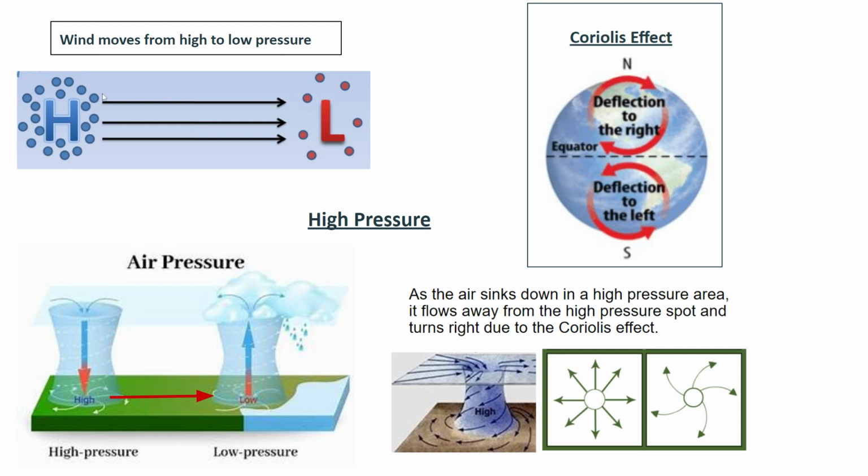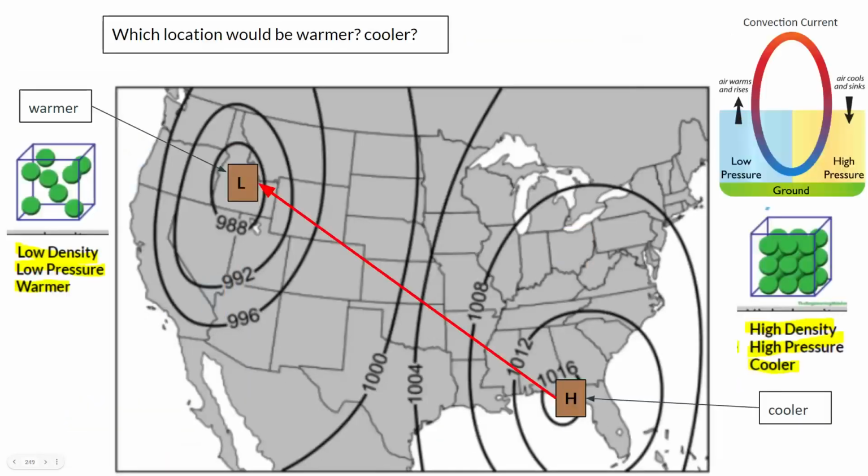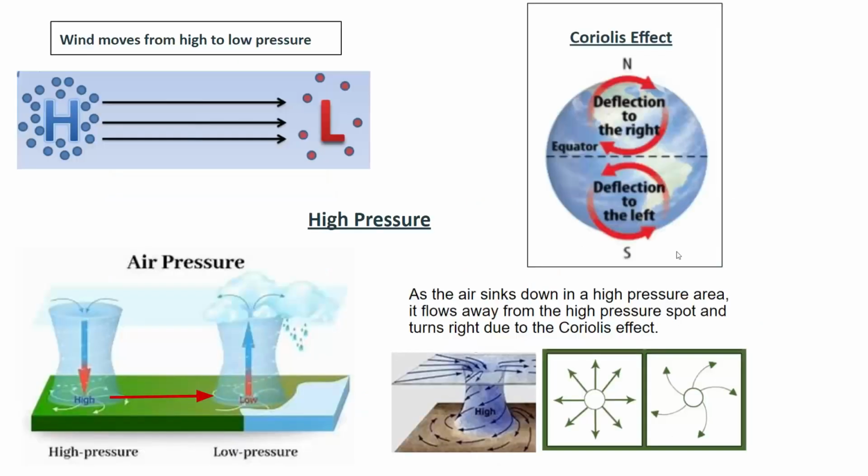So winds move from high pressure areas to low pressure. We've already said that. But now let's focus on high pressure areas. High pressure areas have high density and they're cooler, right? And high density air sinks. So if we look back here, this is a high pressure area, and high pressure areas have high density, so the air sinks. And we also know that winds want to move away from the high pressure area towards the low pressure area, right?